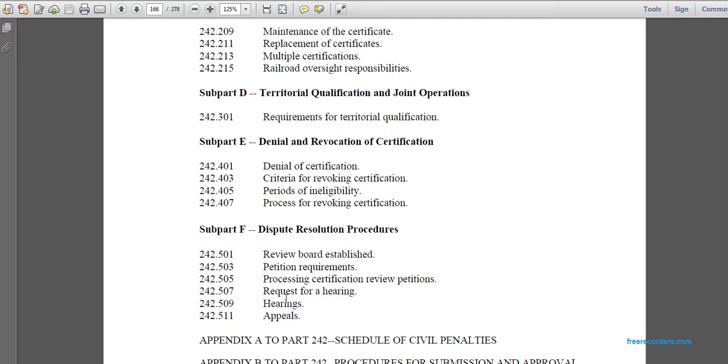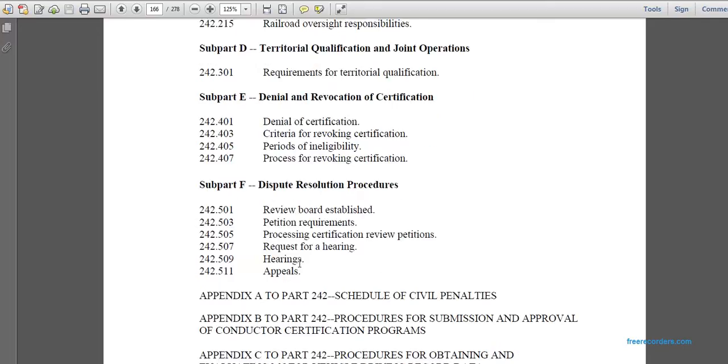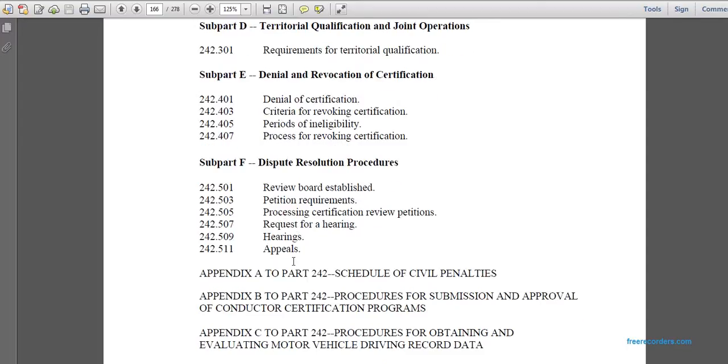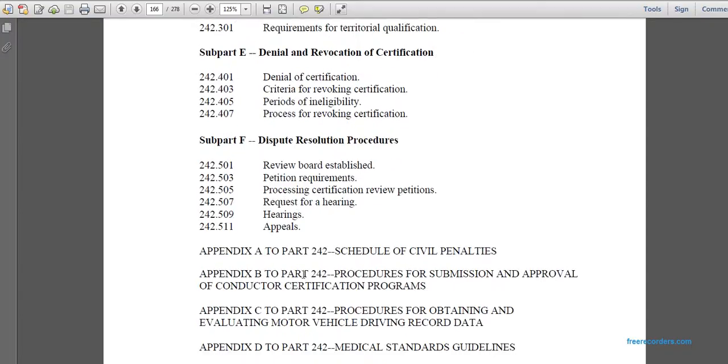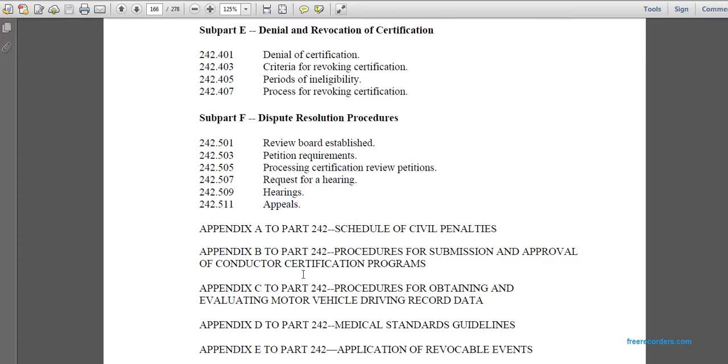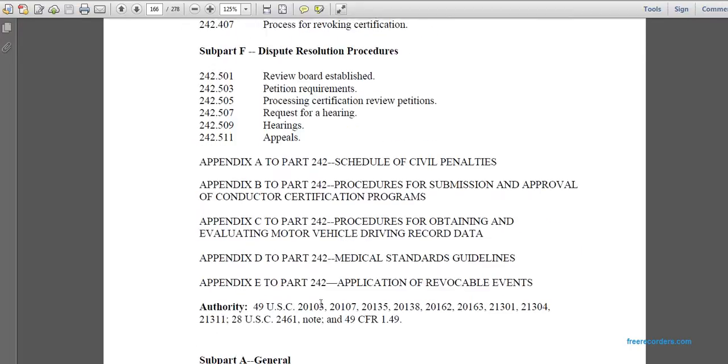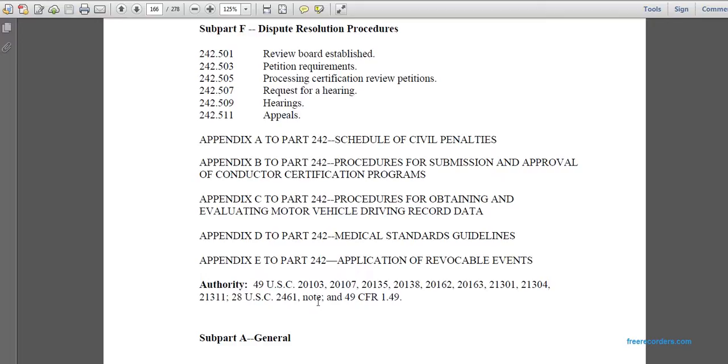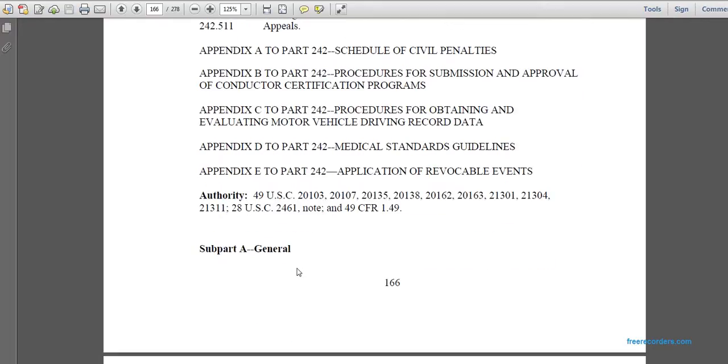242.511 Appeals. Appendix A to Part 242, Schedule of Civil Penalties. Appendix B, Procedures for Submission and Approval of Conductor Certification Programs. Appendix C, Procedures for Obtaining and Evaluating Motor Vehicle Records Data. Appendix D, Medical Standards Guidelines. Appendix E, Application of Revocable Events. Authority: 49 U.S.C. 20103, 20107, 20135, 20138, 20162, 20163, 21301, 21304, 21311; 28 U.S.C. 2461 note; and 49 CFR 1.49. Subpart A, General.